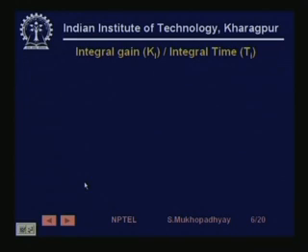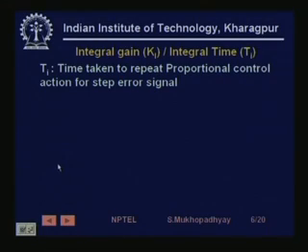Now, let us look at the integral gain, which is again expressed in terms of the integral time and the proportional band. Now, here you might think, why is it that rather than expressing the integral gain as Ki, I am expressing it as Kp into Ti? Why the derivative gain, which I could call Kd, I am expressing as Kp into Td? What is the reason? The reason is actually embedded in history.